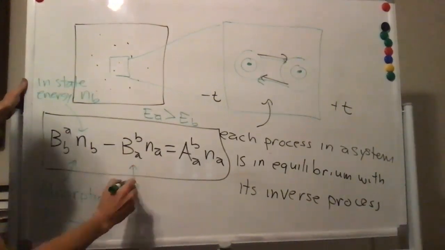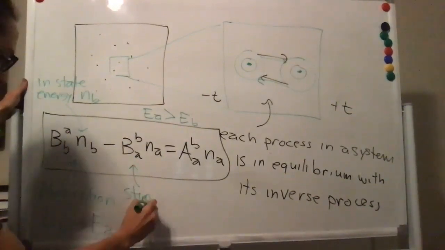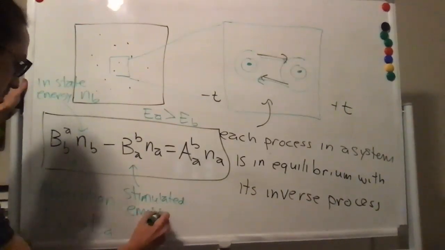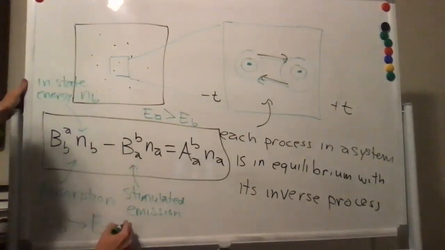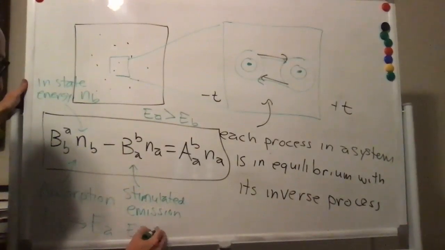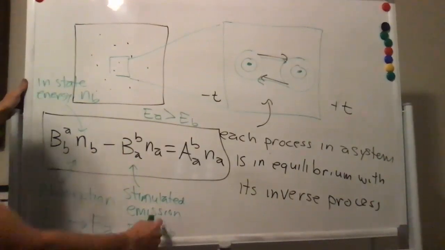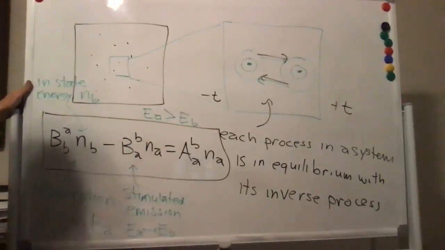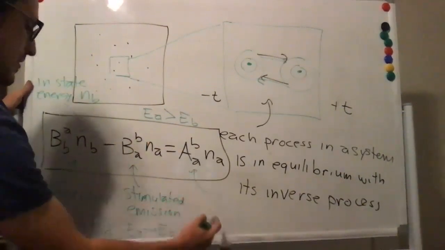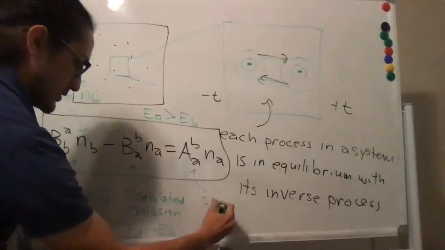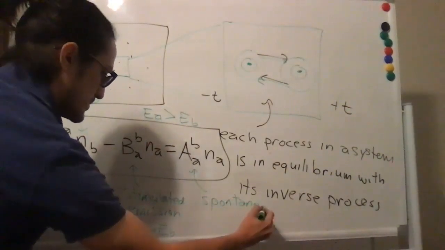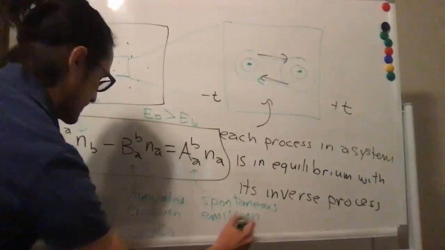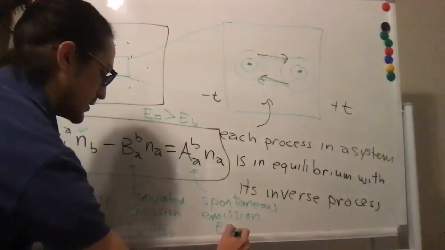And then this one is the stimulated emission. So this is from EA down to EB. It's going to emit a photon and it's going to go down in energy. And this is a spontaneous emission, also from EA to EB.